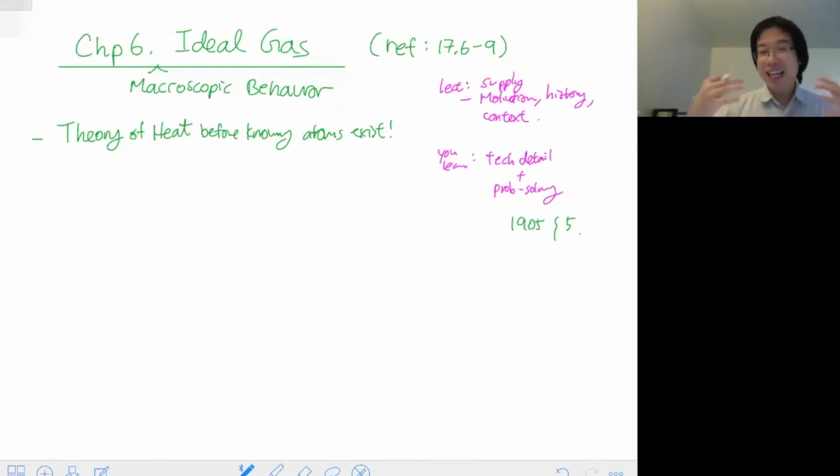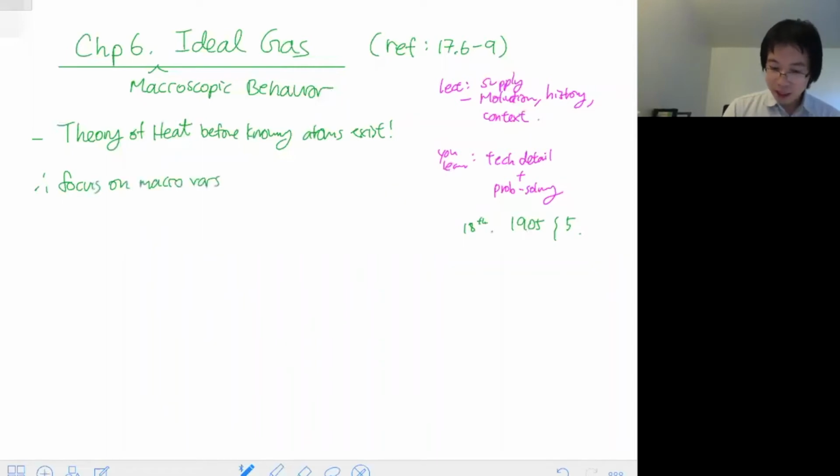The Brownian motion paper is in 1905, and all these theories that we're studying are from the 17th to 18th century. So almost a century before, probably the 18th century is more realistic, a century before atoms were definitively proved. Right, just to give you an idea. And so in this chapter, we're going to focus on macroscopic variables. And then next chapter, chapter 7, we'll focus on the microscopic variables of ideal gas, okay?